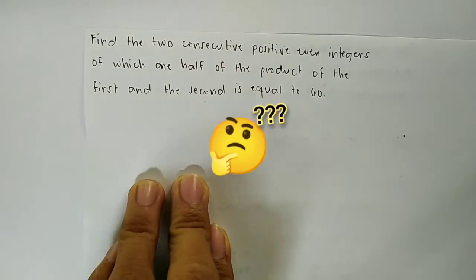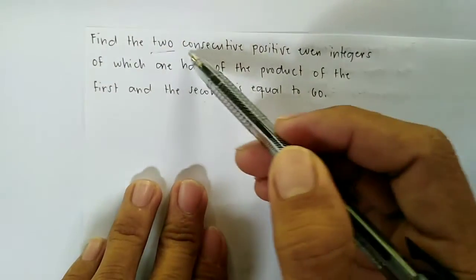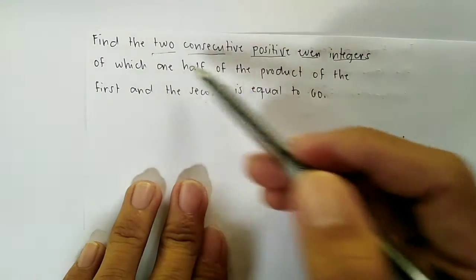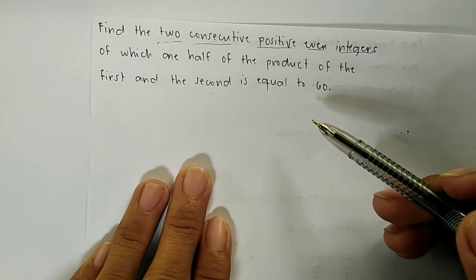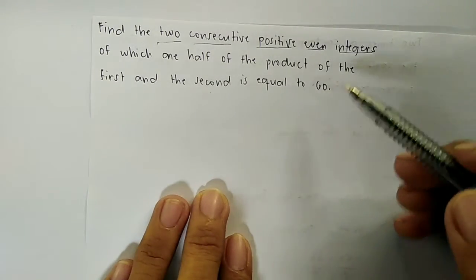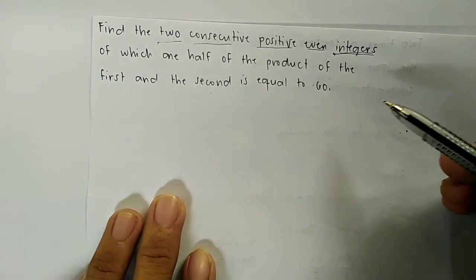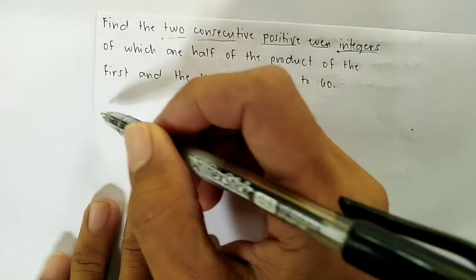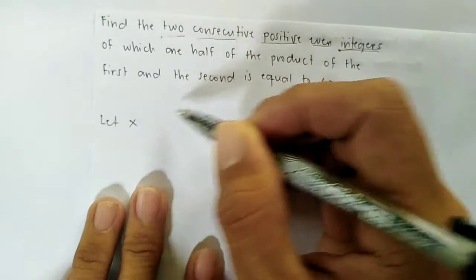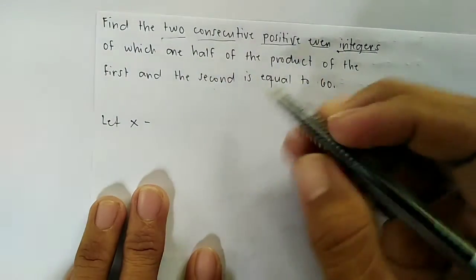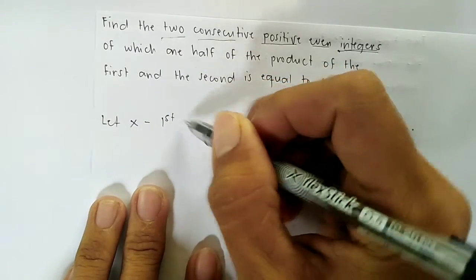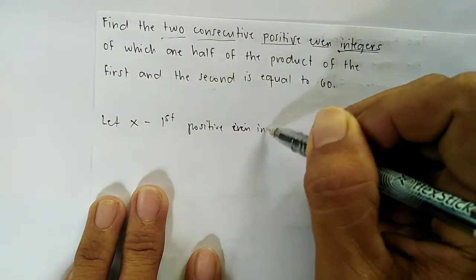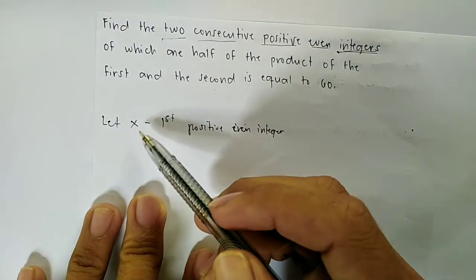So notice here that the problem is looking for the two consecutive positive even integers. So right from the given statement, we can formulate a variable that will represent integer. So we can have any variable to represent integer here. But in this video, let us use x to represent the first even integer or the first positive even integer. So the first positive even integer will be represented by x.